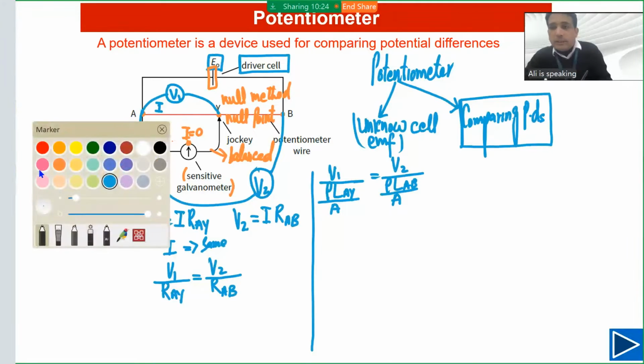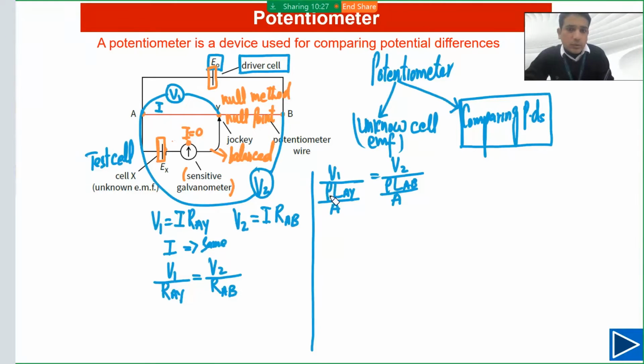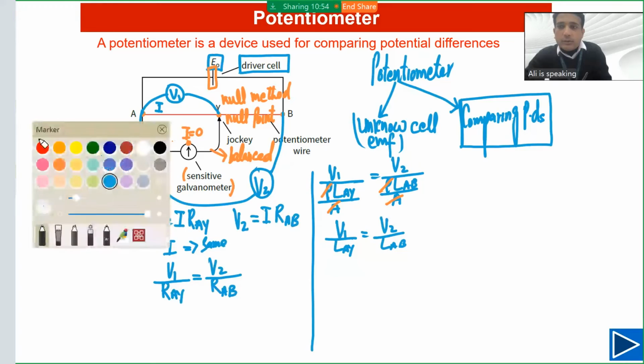Now you can see here rho over A. This is common, so we can cancel these two quantities. We are simply left with V1 divided by L_AY, and this is equal to V2 divided by L_AB. Now here we need to understand one important point. That is the key concept you need to understand.